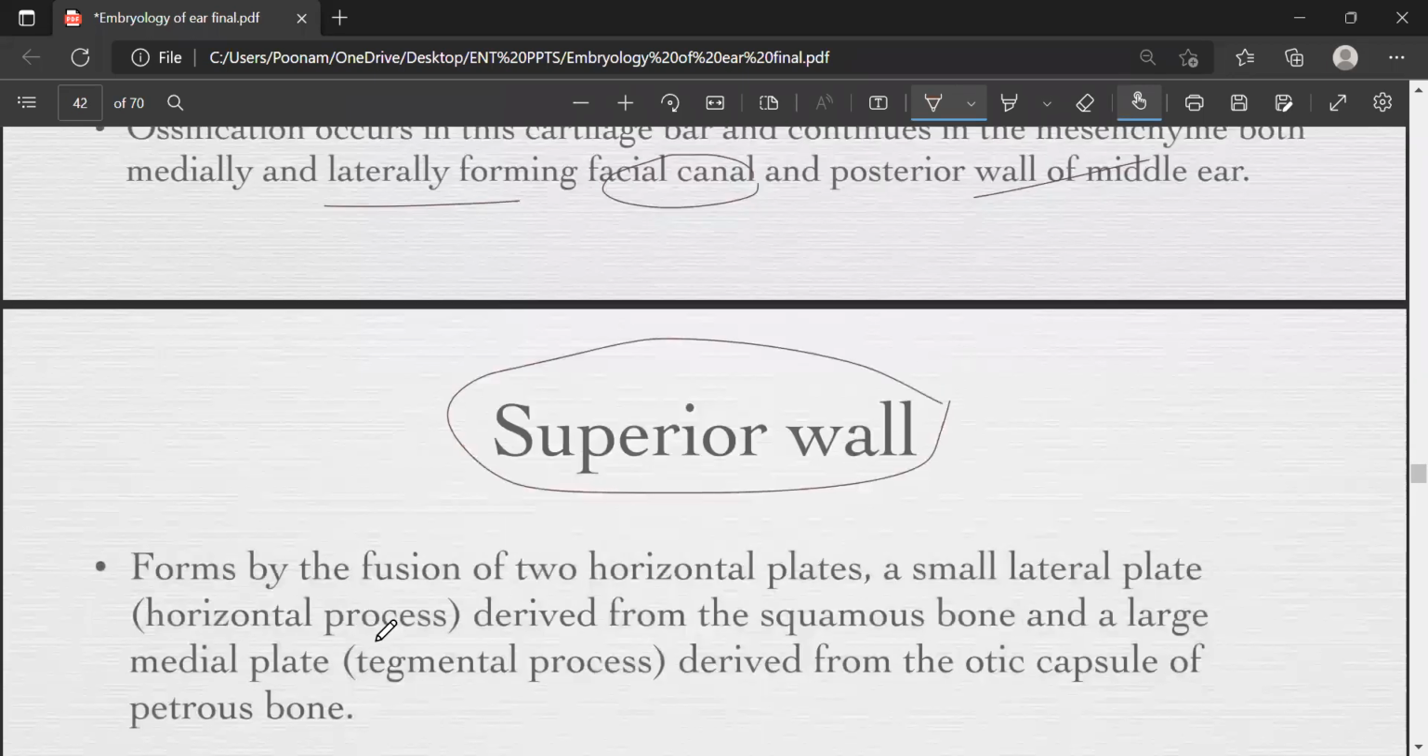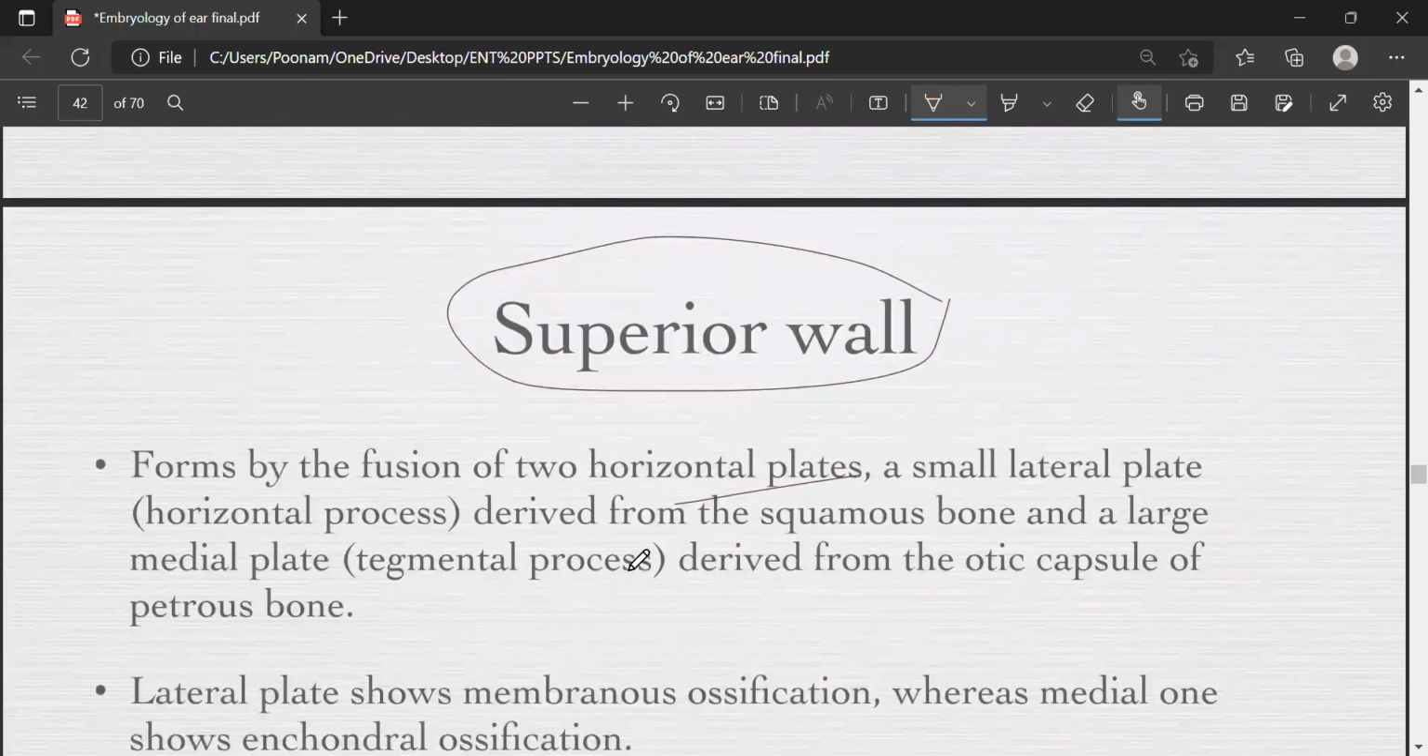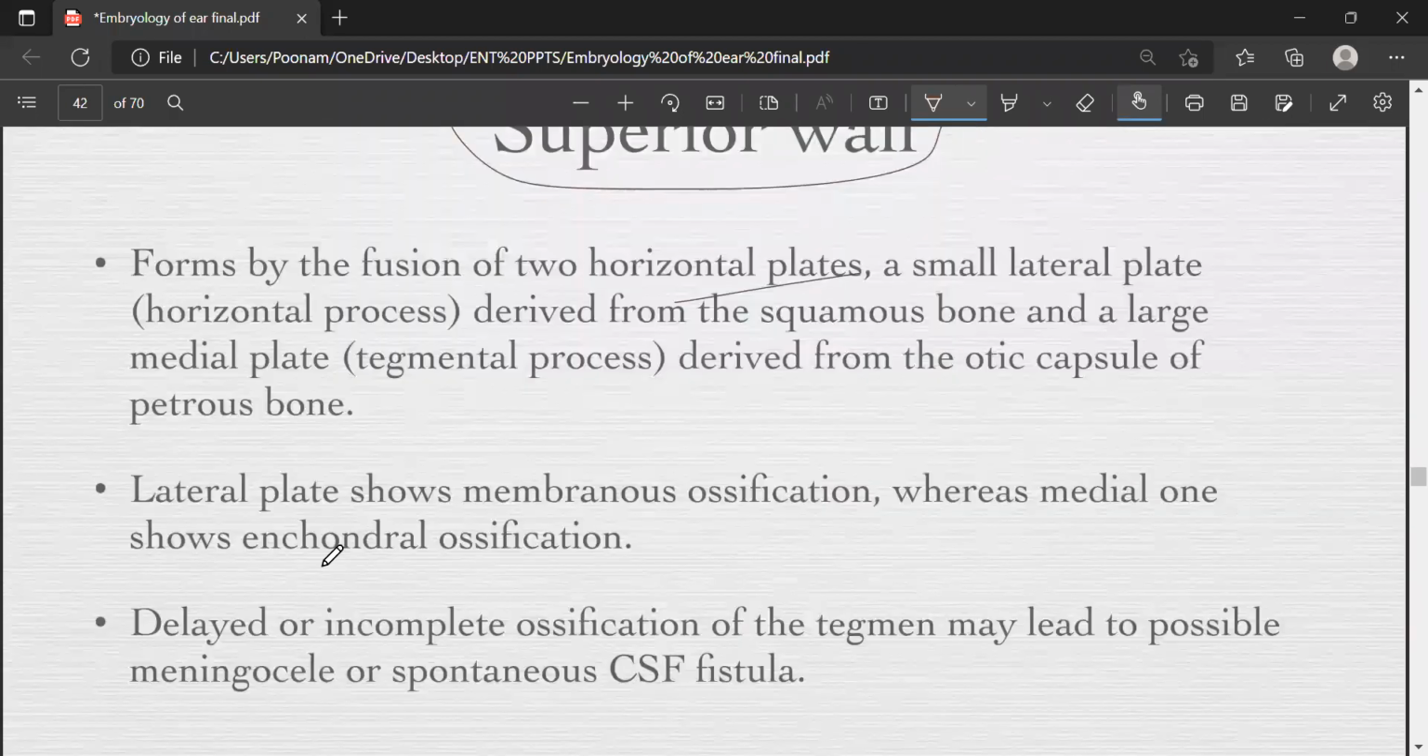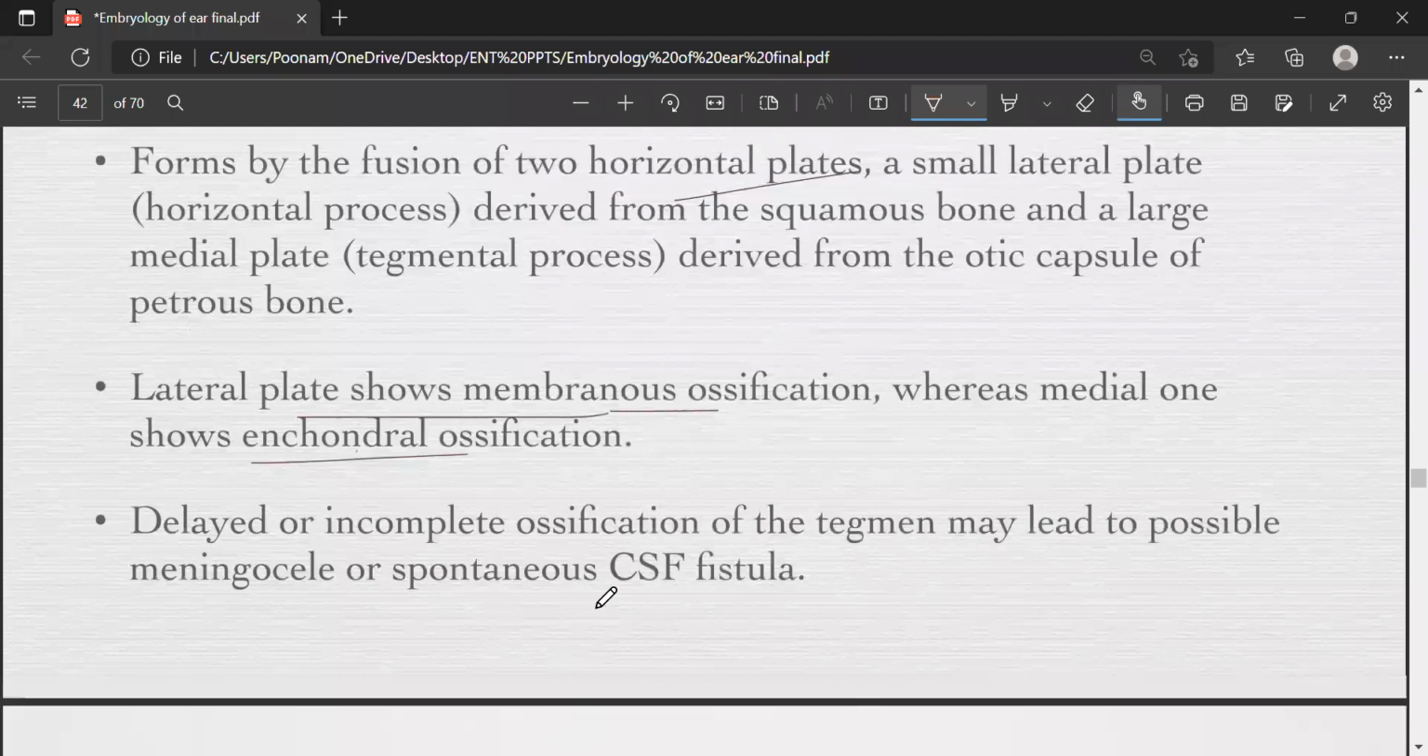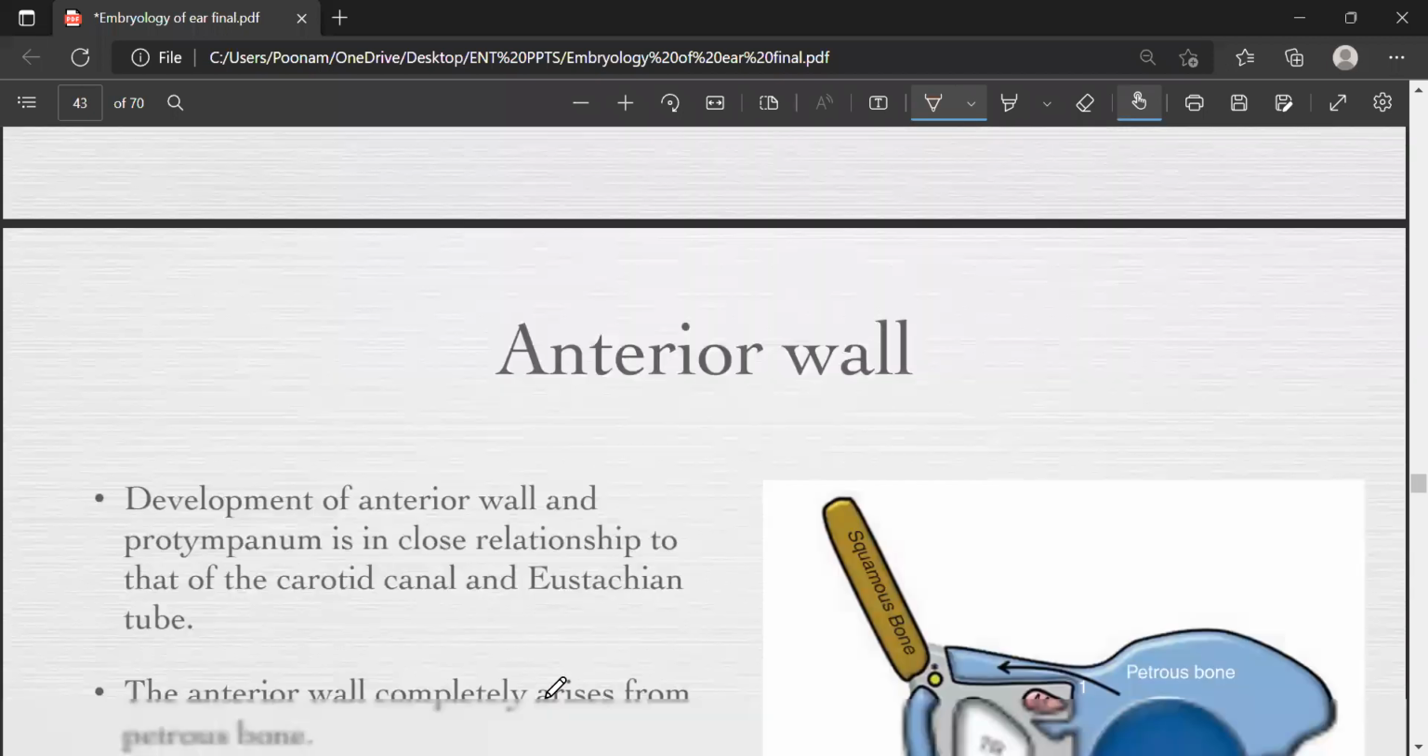Coming to the superior wall, it is formed by the fusion of two horizontal plates: a small lateral plate, a horizontal process derived from the squamous bone, and a large medial tegmental plate derived from the otic capsule of the petrous bone. The lateral plate shows membranous ossification, whereas the medial one shows endochondral ossification. Delayed or incomplete ossification of the tegmen may lead to possible meningocele or spontaneous CSF fistula.